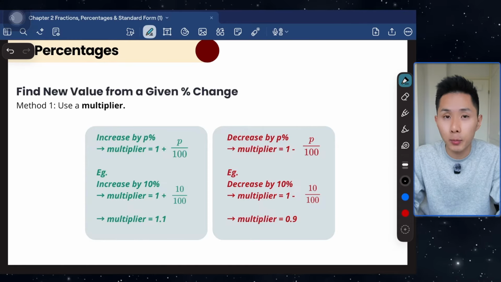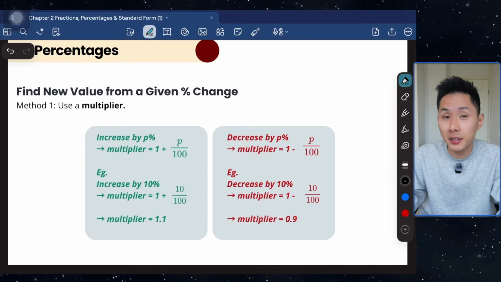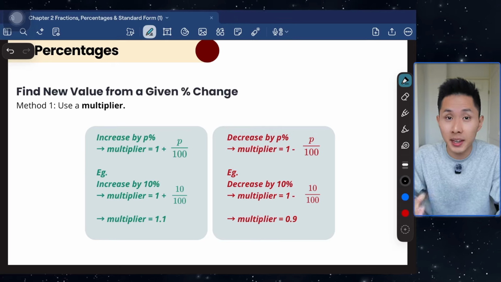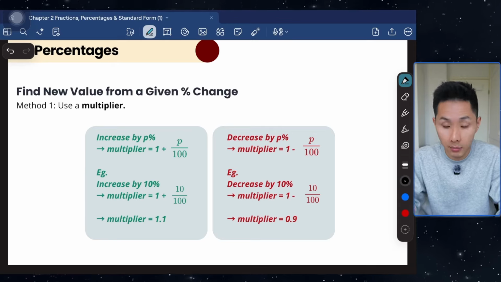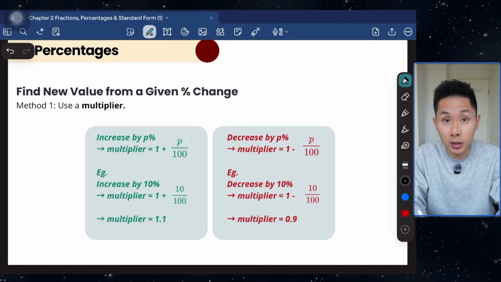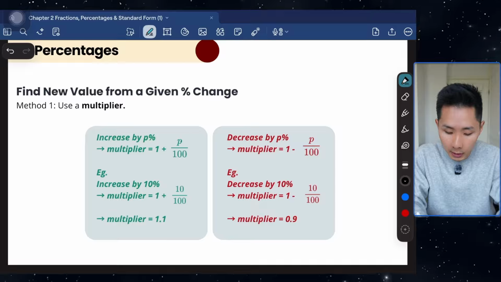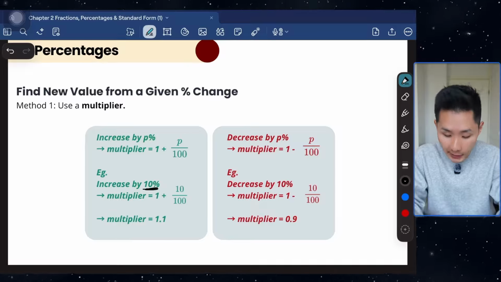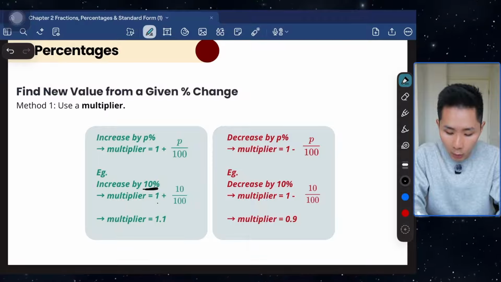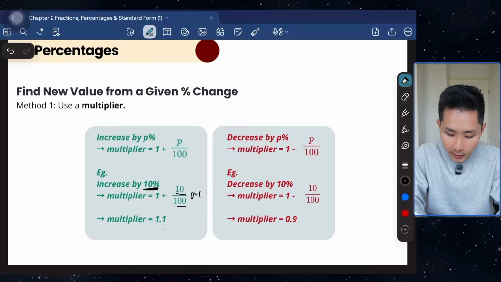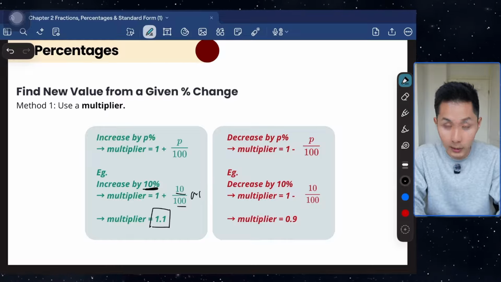Well, there are also times when you have to calculate what's the final value after a percentage decrease. And there are two methods to do this. The first method is to use something called a multiplier. So if the percentage increase is positive, this is how you create your multiplier. You will do 1 plus p over 100, p is your percentage. So if your increment in percentage is 10%, your multiplier will be 1 plus 10 over 100, which will be 0.1. So 1 plus 0.1, that's your multiplier, 1.1.